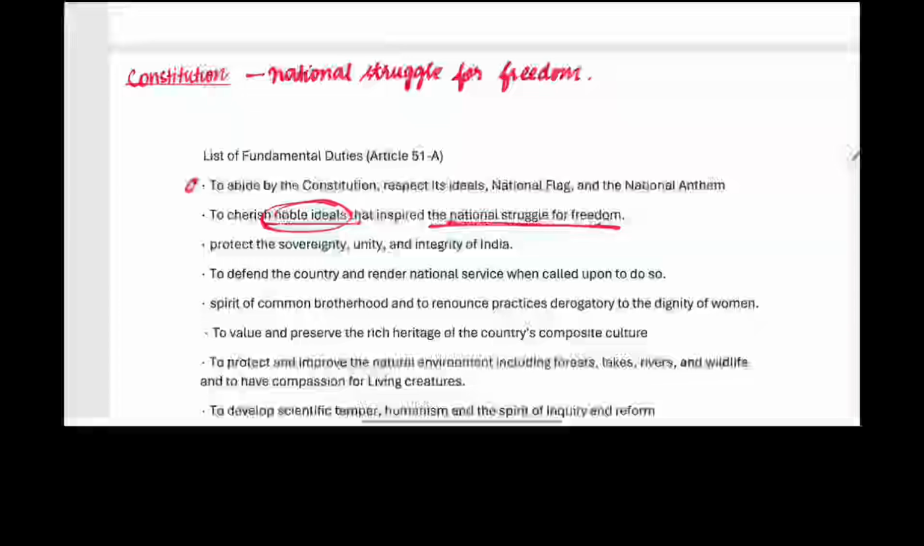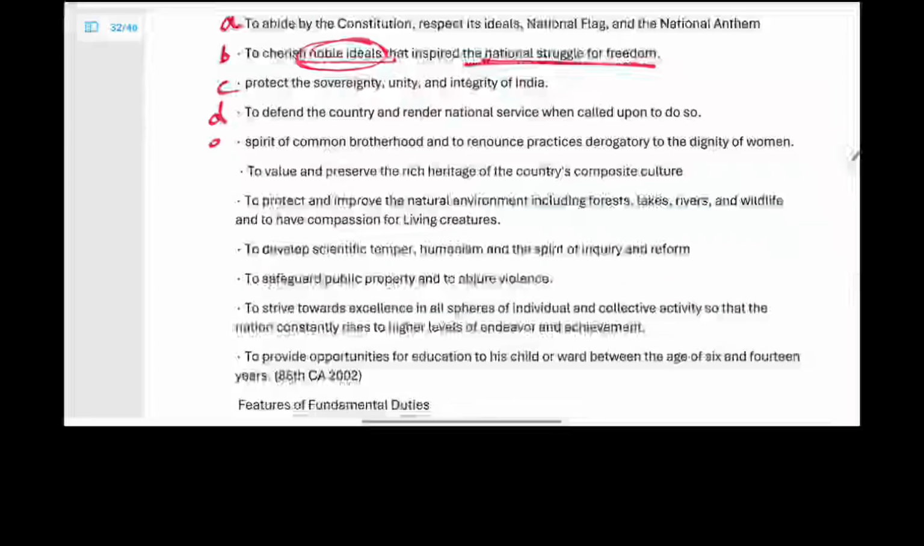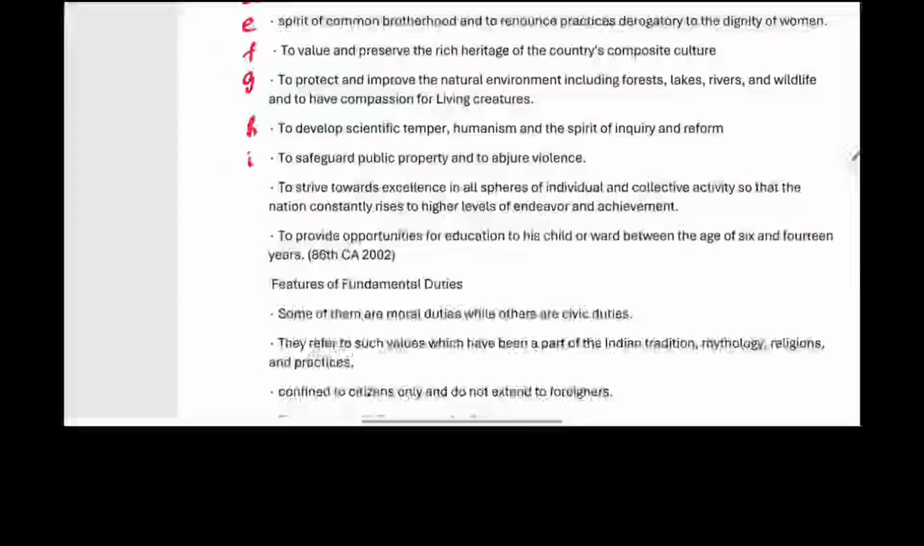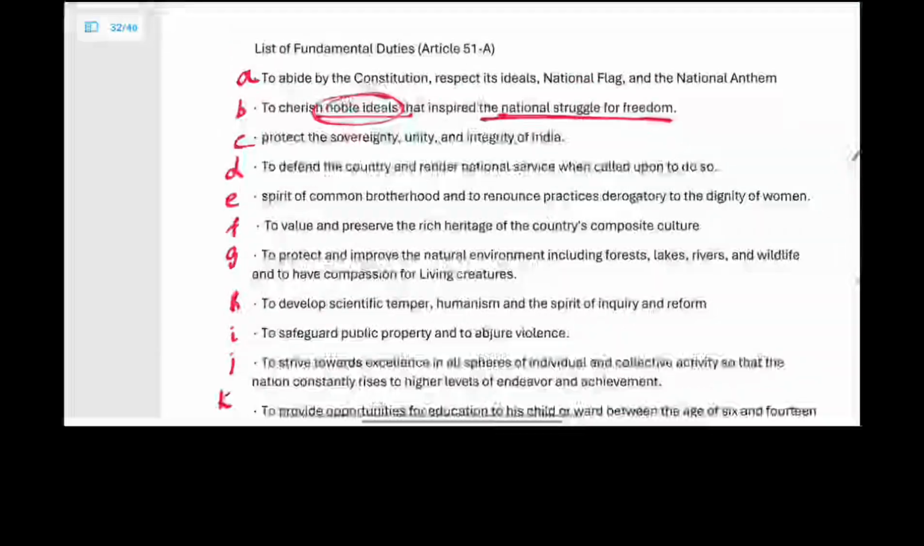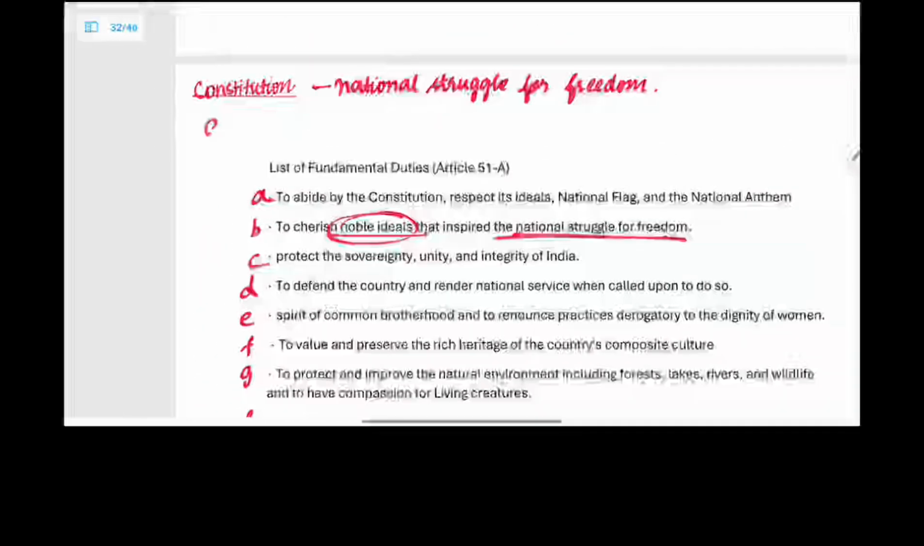The first one is A, B, C, D, right? E, F, G, H, I, J, K. A to K. Right.